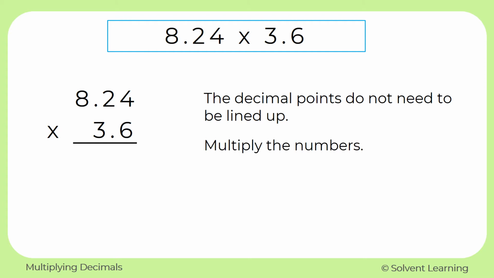Start with the 6. 4 times 6 is 24. Bring down the 4, carry the 2. 2 times 6 is 12. Add that 2, we get 14. Bring down the 4, carry the 1. And then 8 times 6 is 48. Add that 1, we get 49.